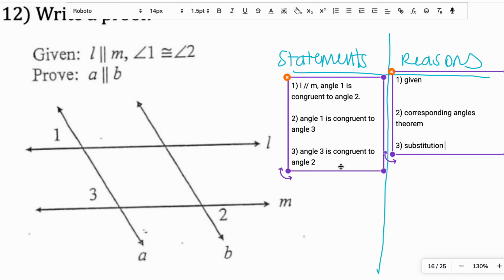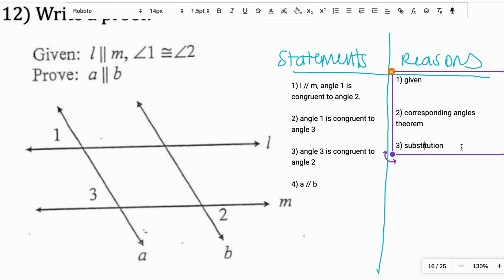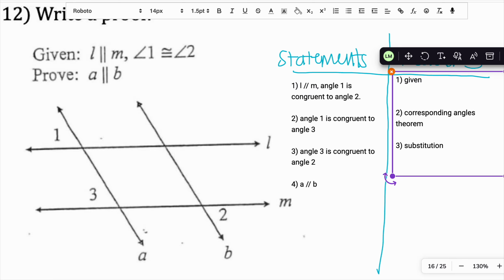or transitive property. And then, because angle 3 is congruent to angle 2, I can say that A is parallel to B using my alternate exterior angles converse theorem. Okay?